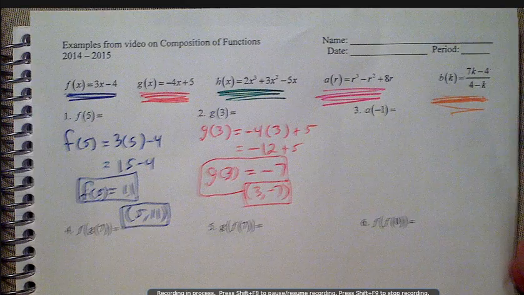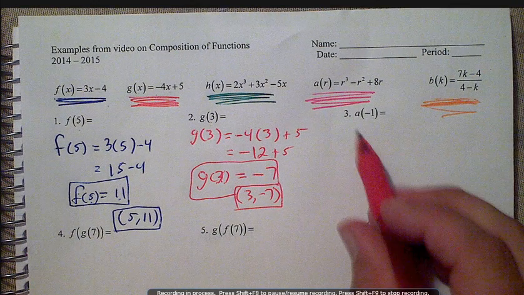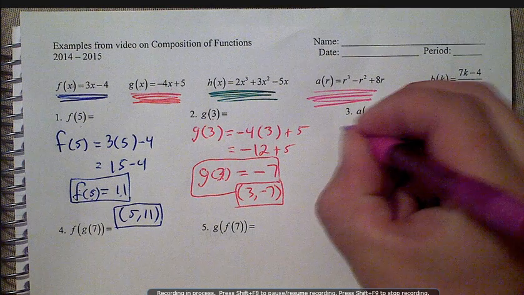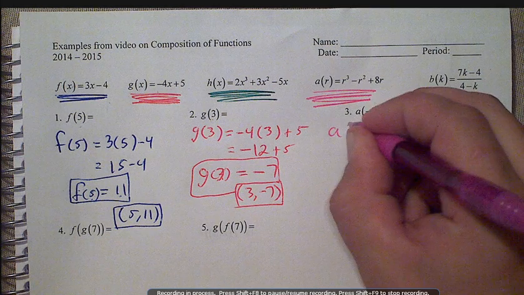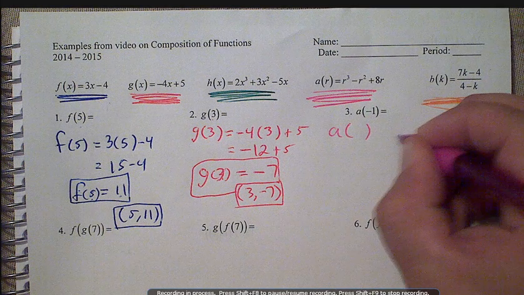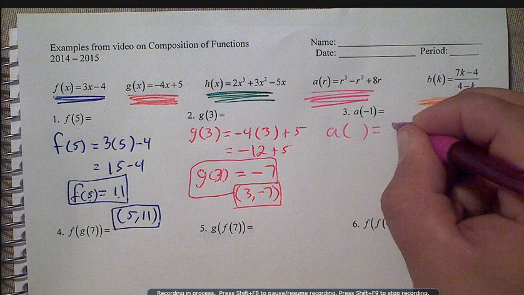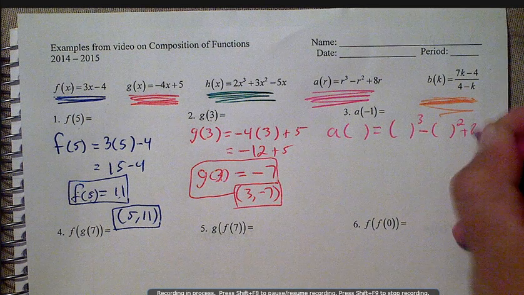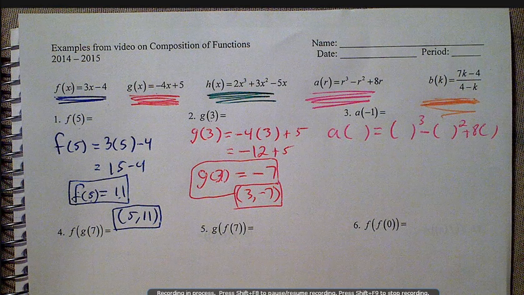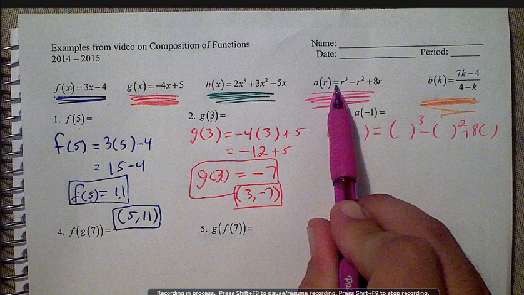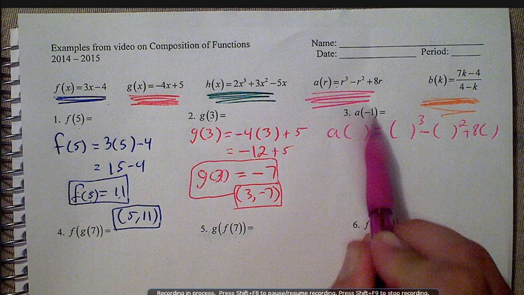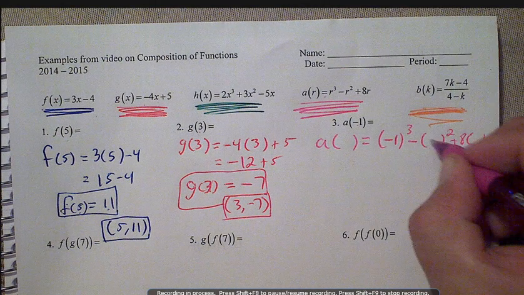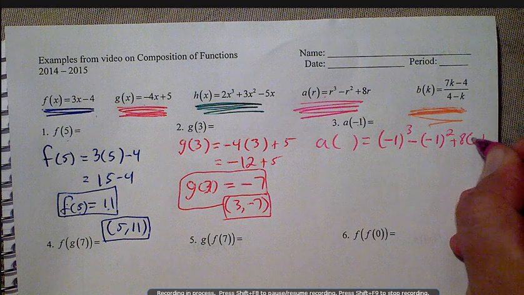Okay, number 3, a of negative 1. So again, I'll write the a function, a of something equals something cubed minus something squared plus 8 times something. So I'm going to substitute negative 1 in for r. So substitute negative 1 in for r. So negative 1 cubed minus negative 1 squared plus 8 times negative 1.